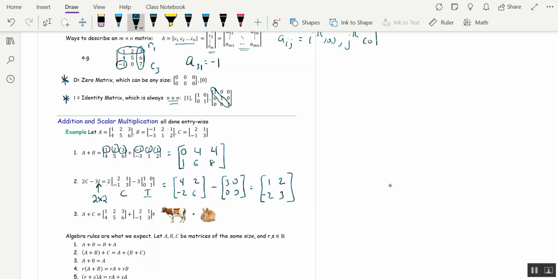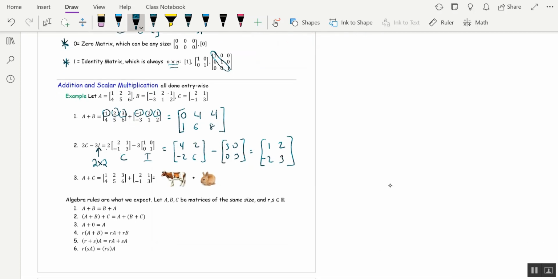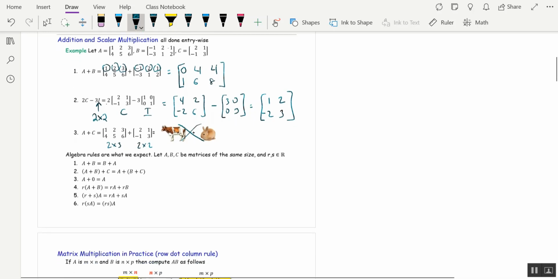Piece of cake. Okay, next one, can't do it. You can't take a 2 by 3 and add it to a 2 by 2 because they don't have the same dimensions. It's like mating a cow and a bunny. It's just not going to work. Rules of algebra. It's very straightforward. I'm just going to let you read through those on your own.